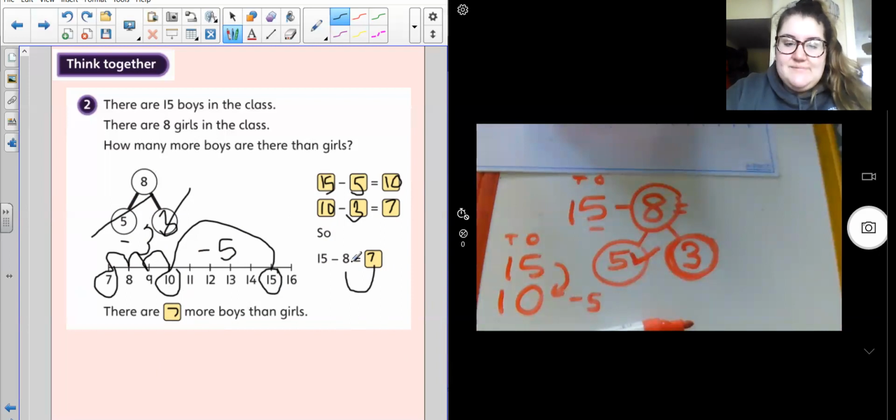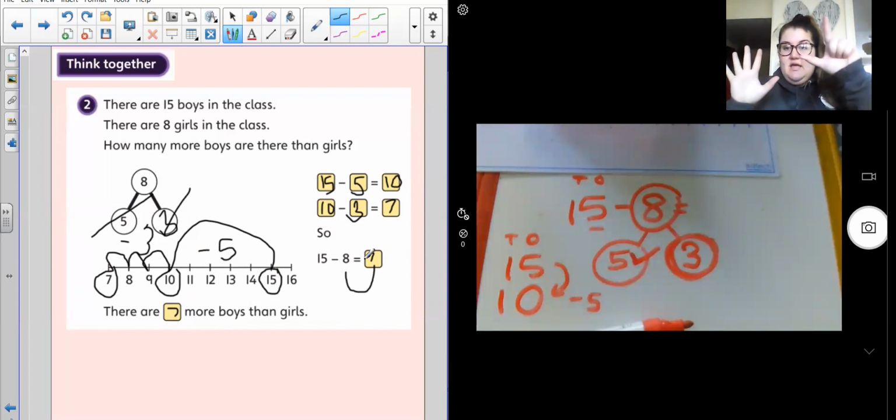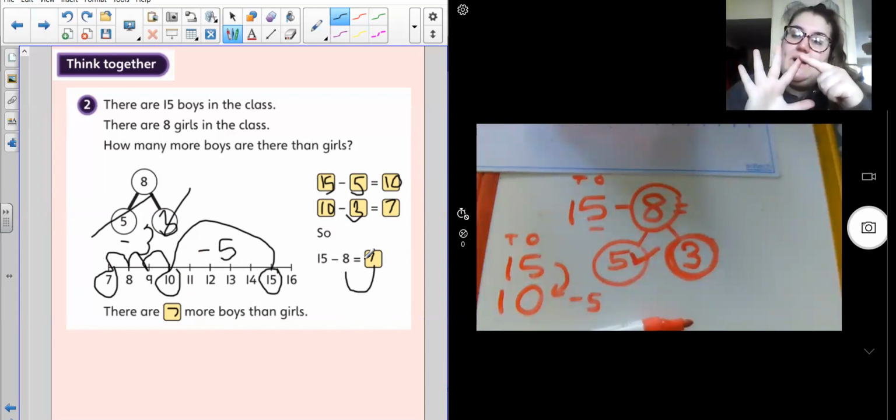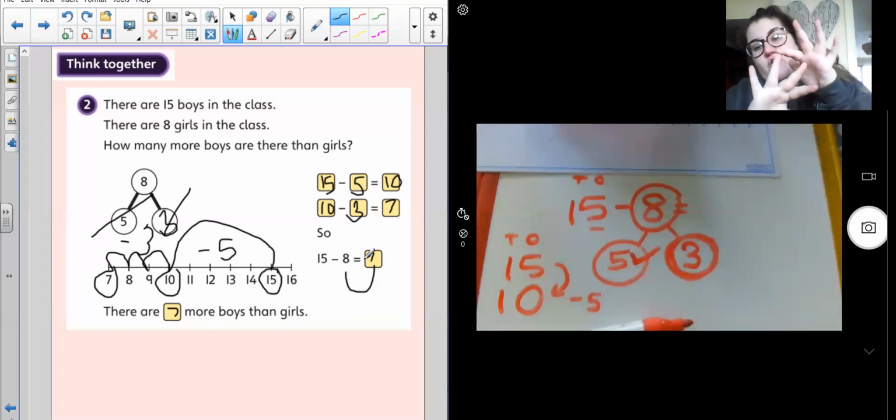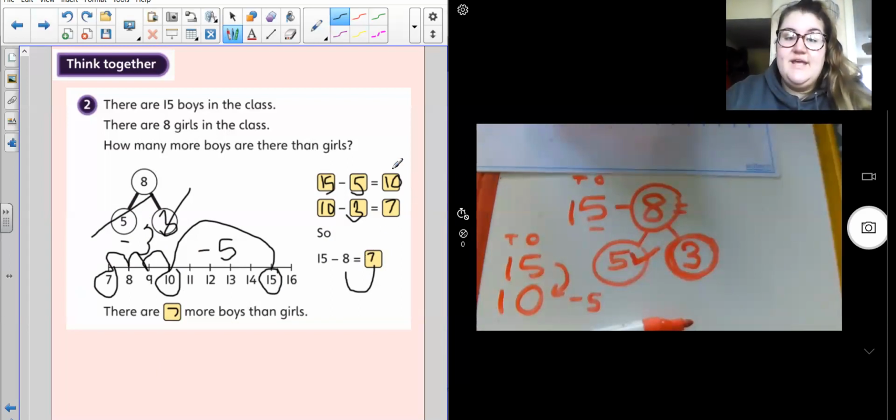So let's try it. Let's put 8 in our heads. Ready? 8. And we're going to add 7 more. 8, 9, 10, 11, 12, 13, 14, 15. So we've used the inverse operation to check our answer.